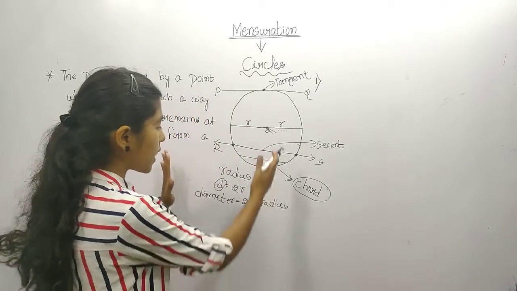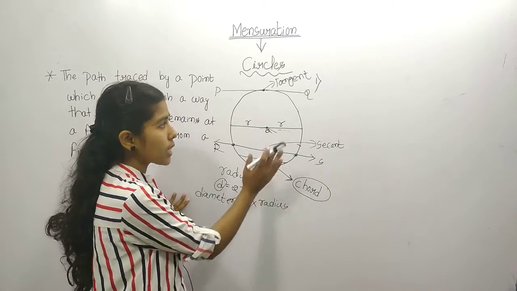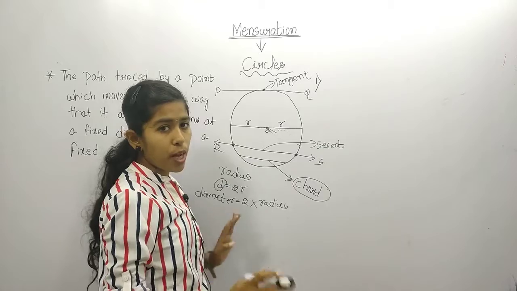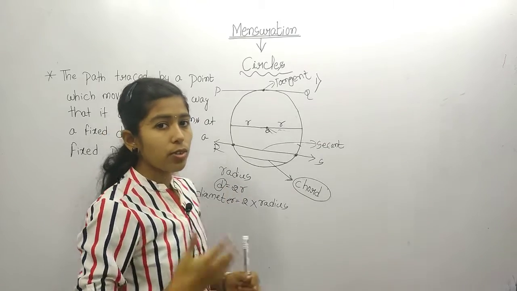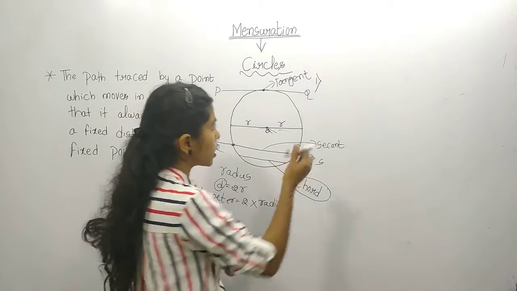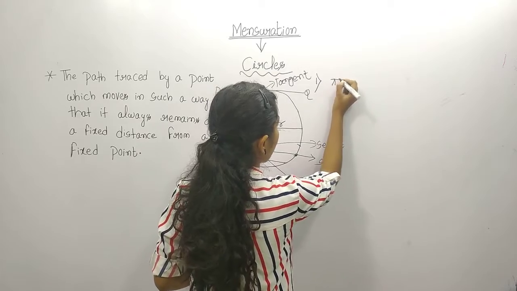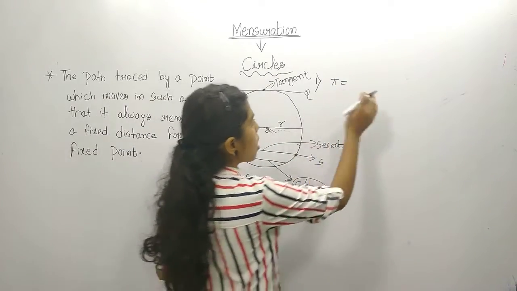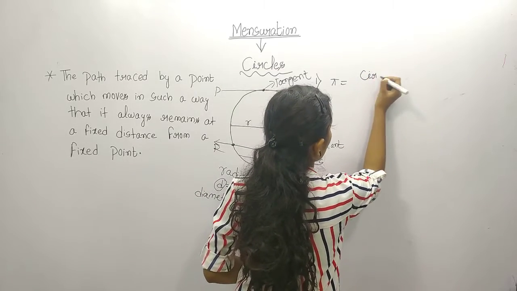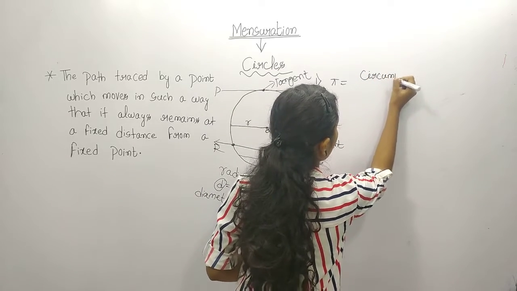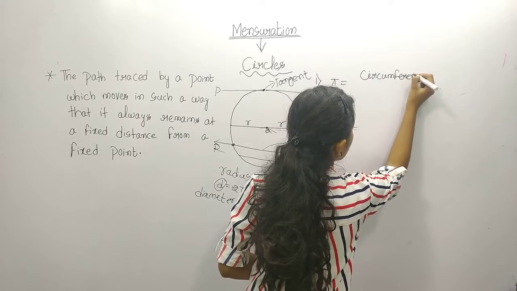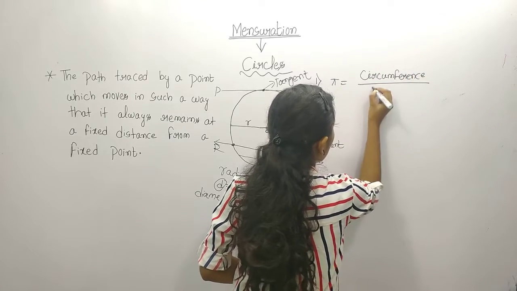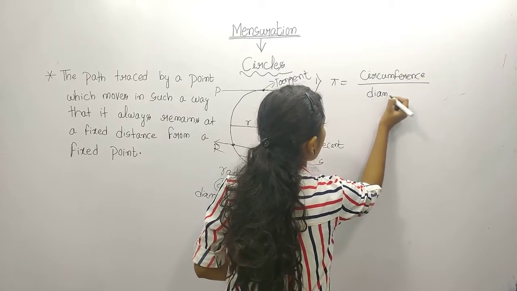So you see, these are the parts of a circle. Let's come to find the circumference or perimeter of this circle. So how will we find the perimeter of a circle? The formula is: pi equals circumference divided by diameter.